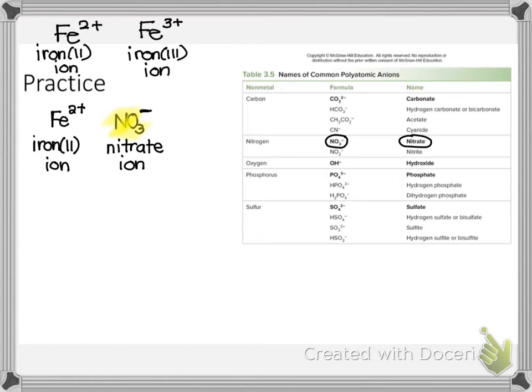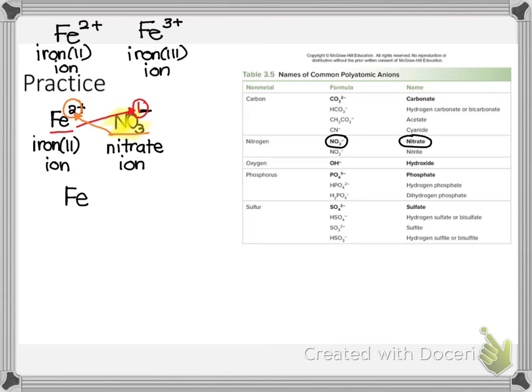We can still use the crossover. So I can still say iron, how many do I need? And I look not at the NO3, but it's all based on the charge. So if I put these 2 things together, I need 1 iron. And then I look at the nitrate. Now, the nitrate is going to be this whole thing. That's what nitrate is. It's NO3. But again, I don't have to worry about that. How many I need is based on the charge. So I'm going to need 2 of them.